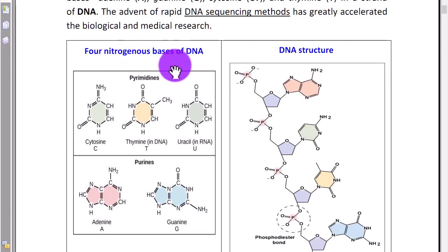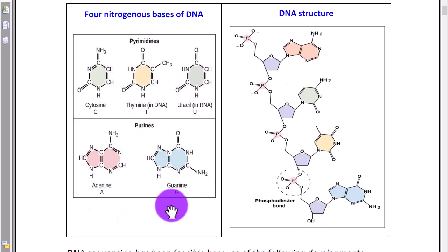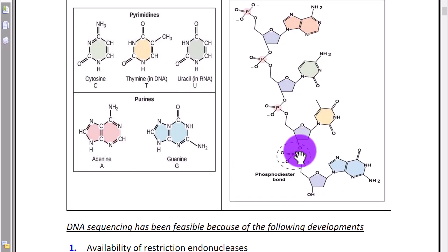4 nitrogenous bases of DNA. Here cytosine, thymine, uracil, adenine, guanine, and this is the structure of DNA.